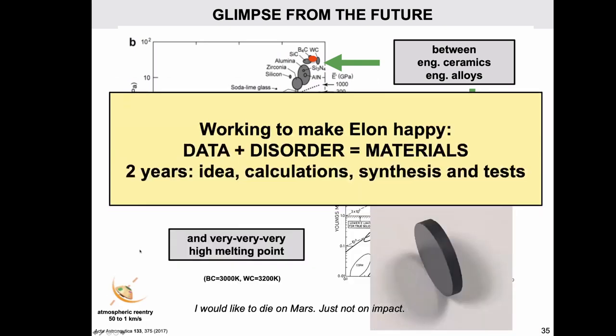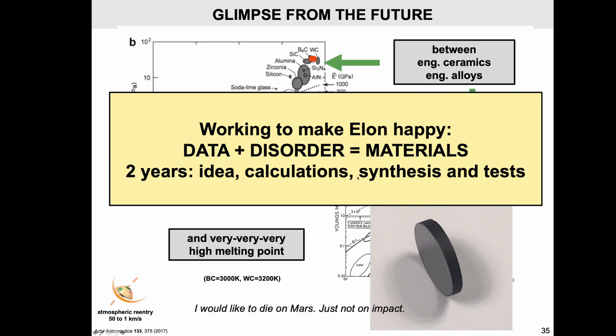So how long did it take to do this research, from the collection of the data to understand the effect of the disorder, to get the entropy forming ability, and to get the materials with the synthesis and the test? It really took like two years. This was one year ago, so pretty much three years we have been working on these things.